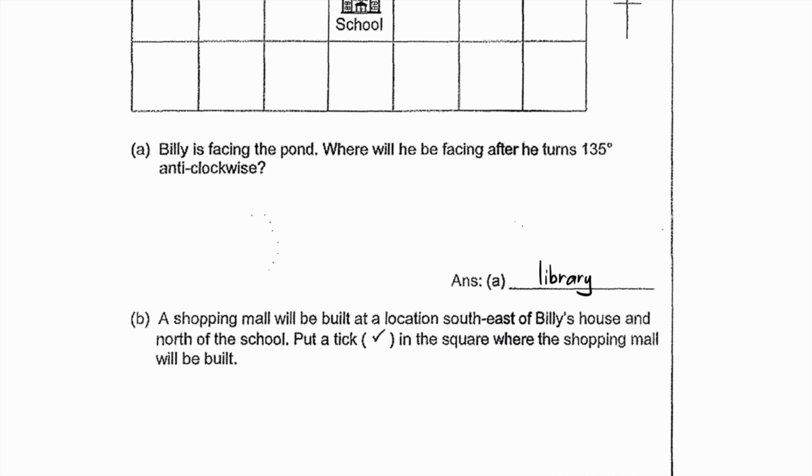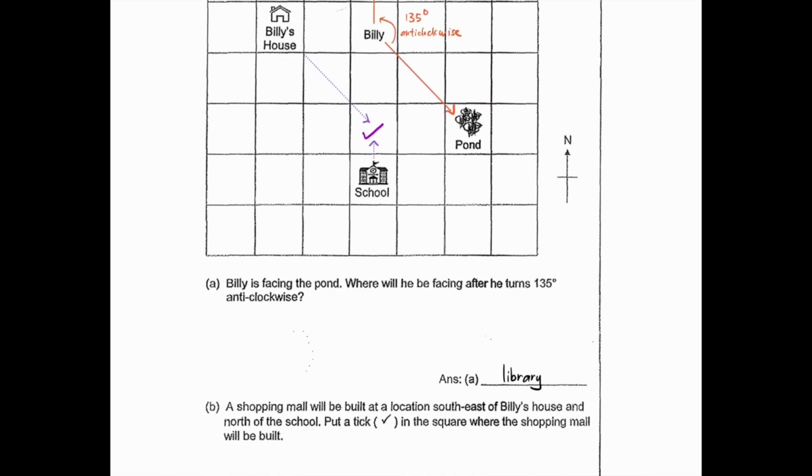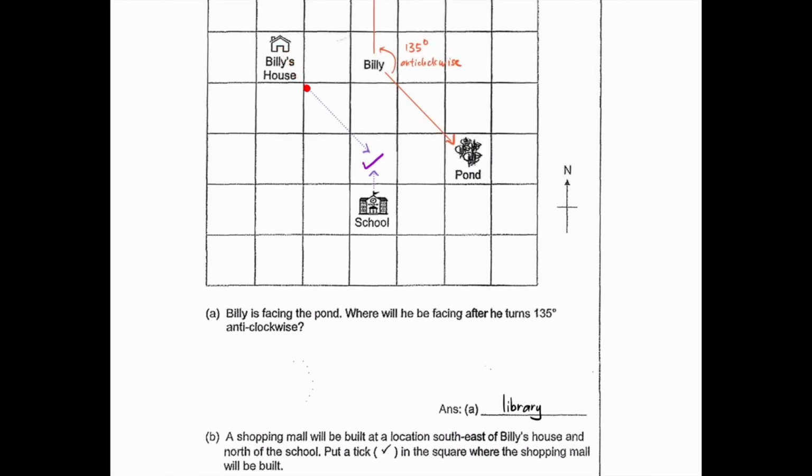A shopping mall will be built southeast of Billy's house. So southeast of Billy's house is in this direction. Okay, and north of the school is in this direction. So the mall will basically be in this plot there.